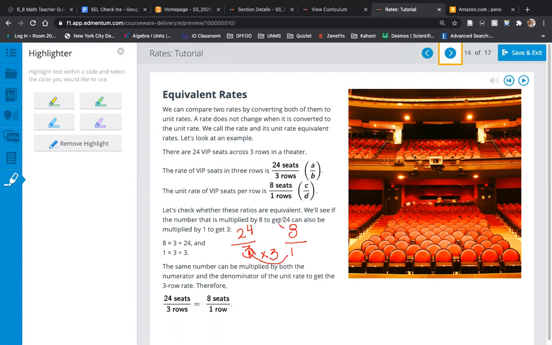And then I check, okay, so does that also work up here? If I take 8 and I multiply 8 by 3, do I get 24? Yes, I do. 8 times 3 is 24. So these two are equivalent ratios, right? That's how you do those questions. You just try multiplying them by the same number, the numerator and the denominator, to check and see if you get the same result. If you do not, then they are not going to be equivalent ratios, right? These tend to be the harder questions just because students sometimes get confused on what they have to do.